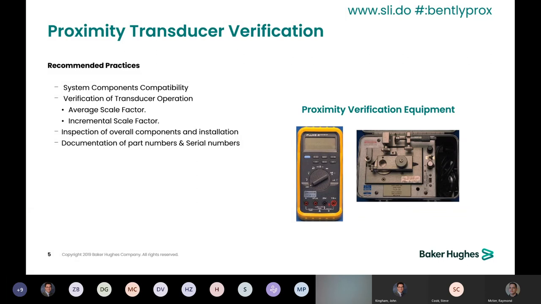Verification of the transducer operation. The probe response is verified by measuring and creating a verification curve. This curve lets you verify the following characteristics of the transducer: the linear range of the system, such as 80 mils, and the scale factor of the system, such as 200 millivolts per mil.